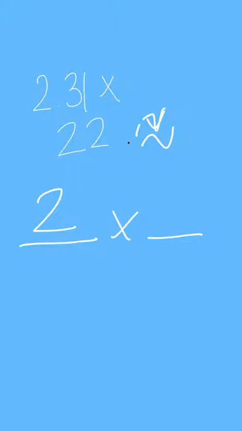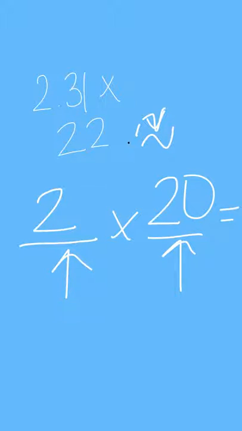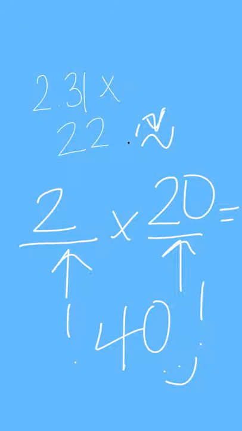That's right, we'd round it to 2. Now please round the 22. Pause the video and write it down in your notebook. That's right, it would be 20. So 2 times 20 equals 40. So our estimate is going to be 40. So our answer should be around 40.